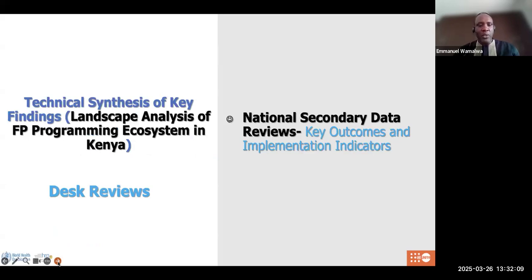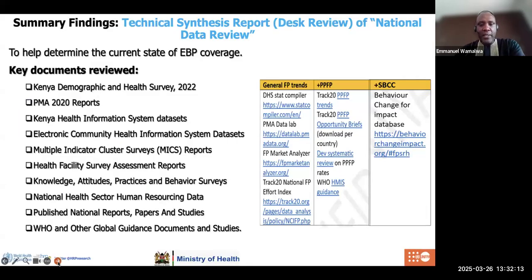Let me talk about the key outputs that we have. One was from the desk review. The desk review included different things, and one of the aspects was a data review, and this basically looked at specific indicators and a wide range of metrics around SBC and PPFP.